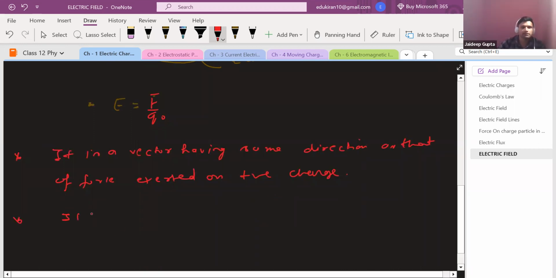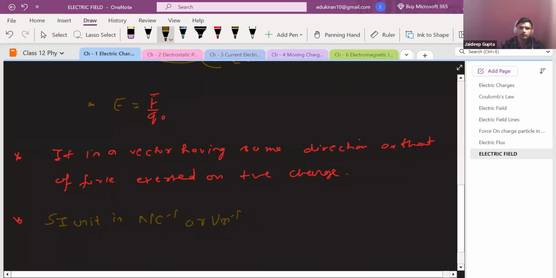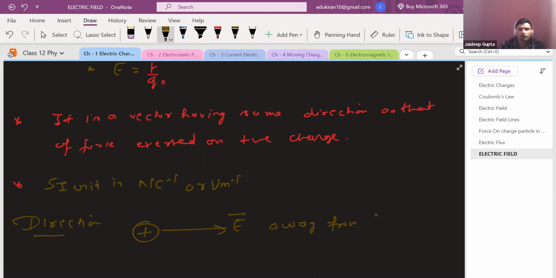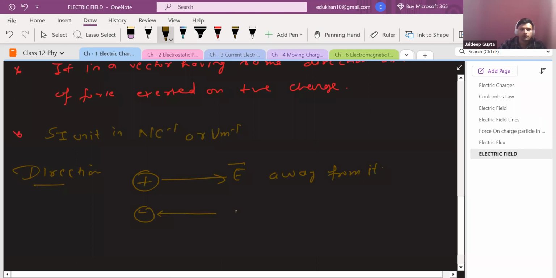Next, the SI unit. SI unit is Newton per Coulomb or volt per meter. Fine. Now direction. Just remember, due to a positive charge, it is always away from it. And due to a negative charge, towards it.